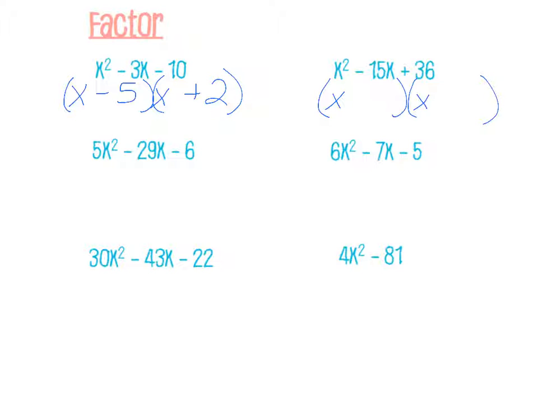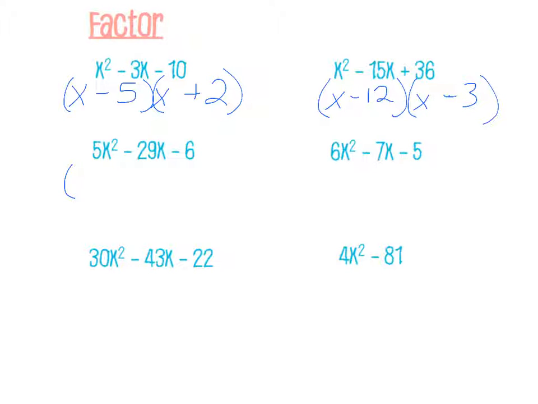All right, so let's finish this one up. Factors of 36, I could go 6 and 6 or 12 and 3. Looking at what I'm shooting for, I know that the signs are the same, and I want to end up with a negative 15. I can make that happen with a minus 12 and a minus 3.